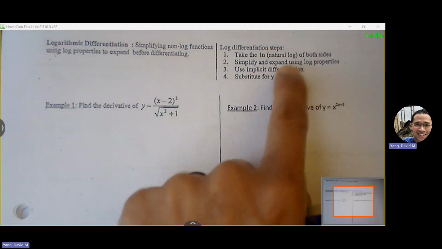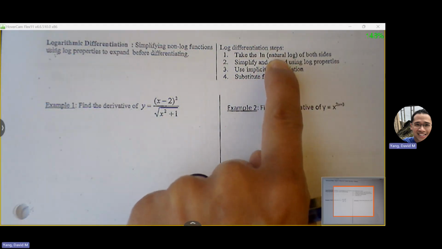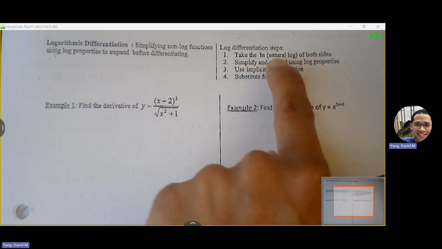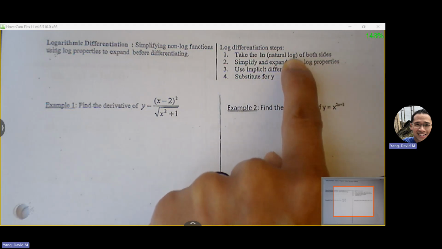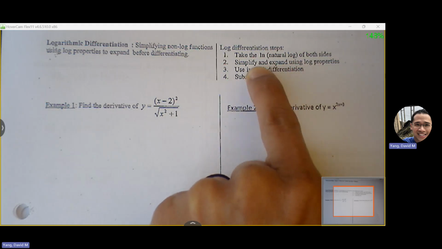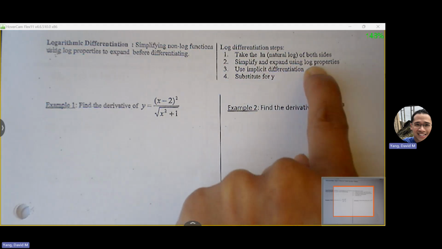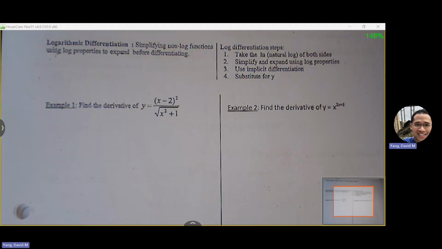So here are the steps. First is we take the natural log of both sides. Anything we do to one side, as long as we balance with the other side, we haven't changed the overall value. Second, we simplify and expand using log properties. We have product property, quotient property, and power property available to us to take a condensed expression and split it up into easier portions to work with.